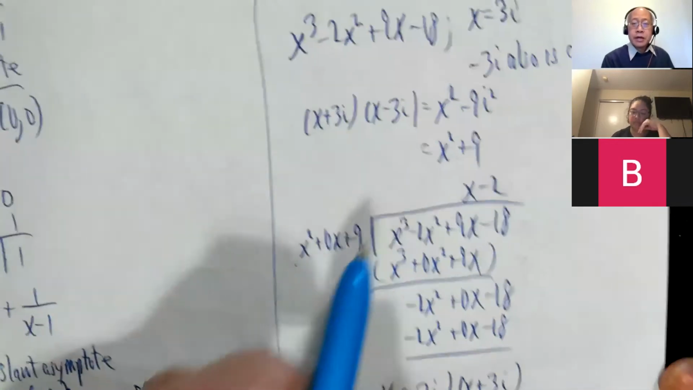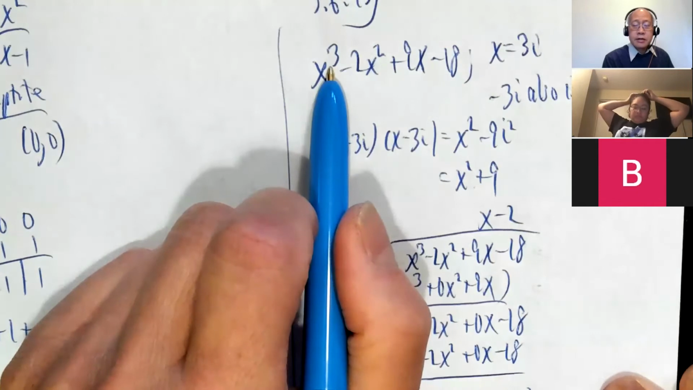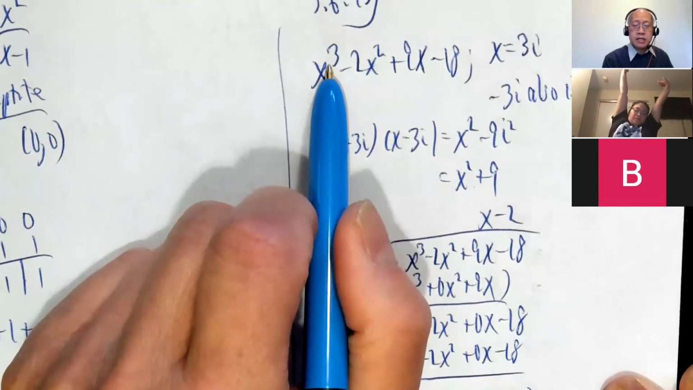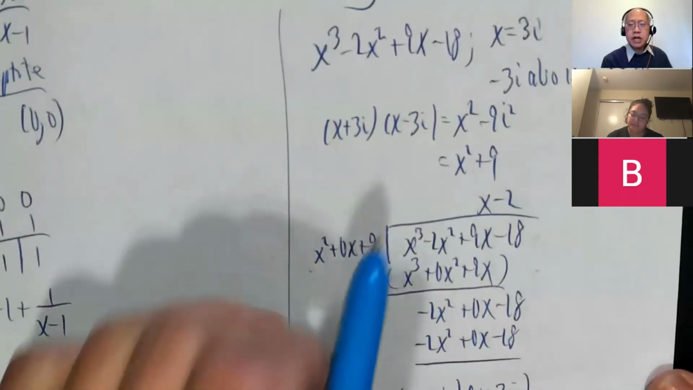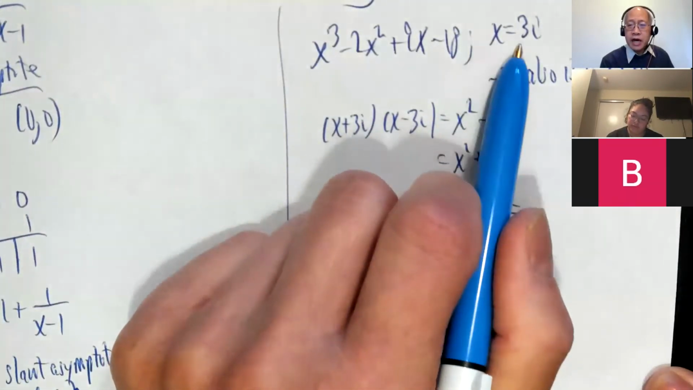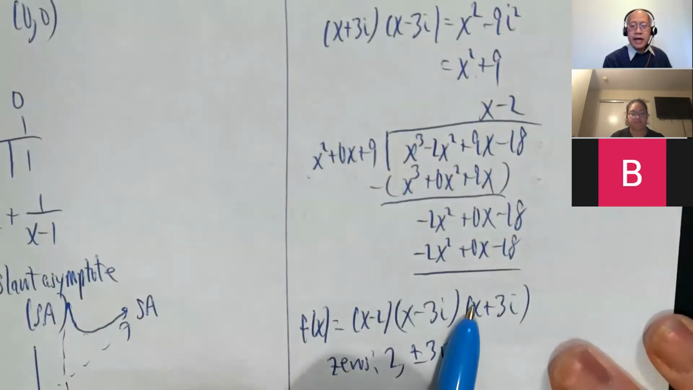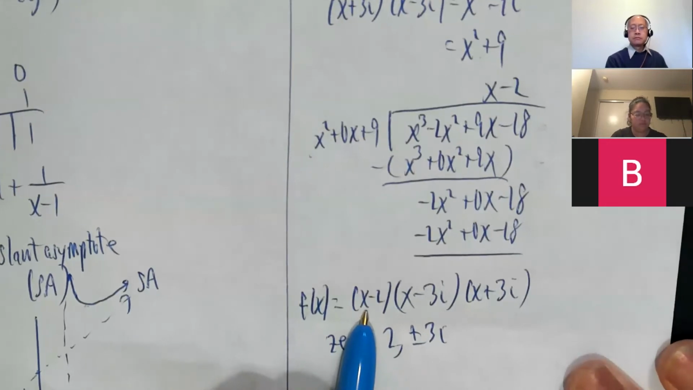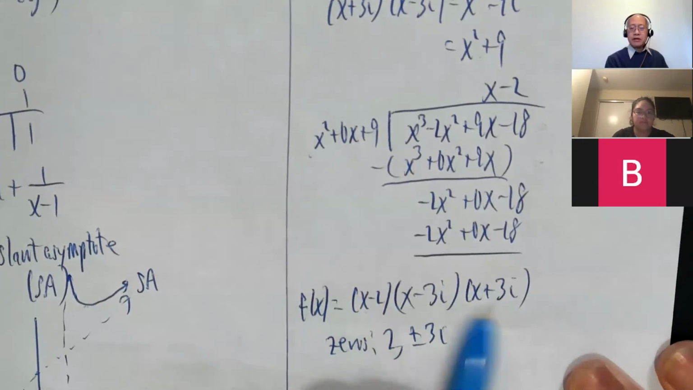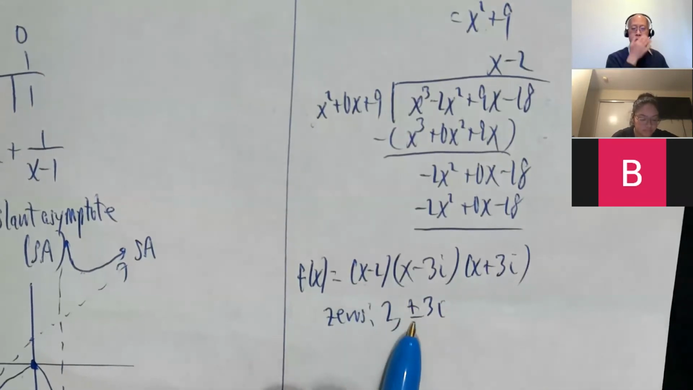So it's all done. There's supposed to be how many factors? 3. How many zeros? 3, because it's third degree. So here's the complete factorization. They already told me 3i, which means x minus 3i, and automatically x plus 3i, and the last factor is x minus 2. So here's my factor list. And here are the zeros, 2 and plus or minus 3i.